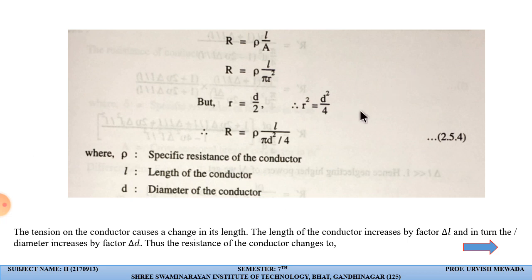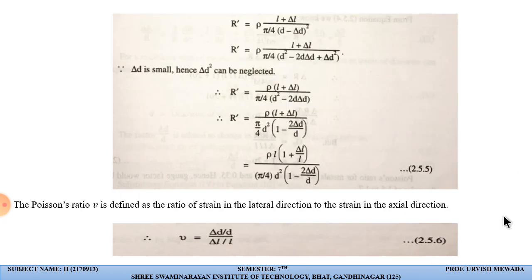Now the tension on the conductor causes a change in the length, as we already studied. So the length of the conductor increases by delta L, meaning L was the original length, and when we apply the force, the length becomes L plus delta L. In turn, the diameter changes by delta D, meaning the original diameter is D, and whenever we apply the force on the conductor, the diameter will also change. So we can write the resistance of the conductor change equation here. R will become R dash.